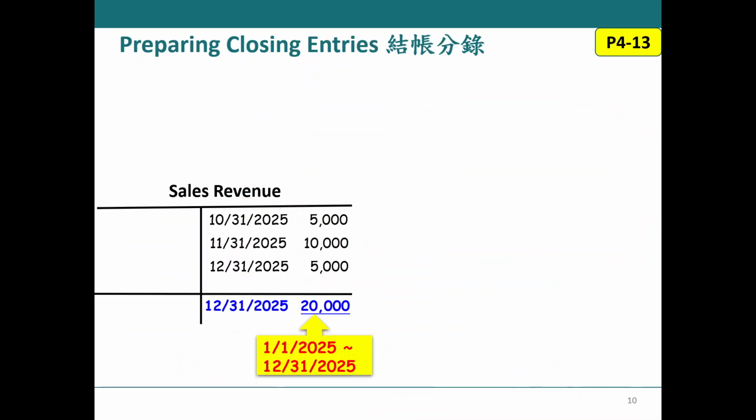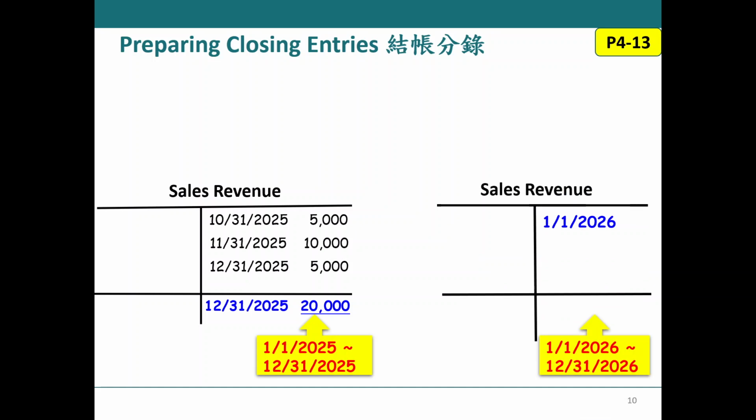So let's look at the case. If I have a service revenues this year, 2025, I worked so hard, so I earned the revenues from customers, how much? $20,000, okay? But how about next year? Don't forget, next year we should start from 0. Try to get the data only for 2026, right? So how to make the data of $20,000 become 0? That's why we need to close the book. Close the book, we try to make the data become 0.